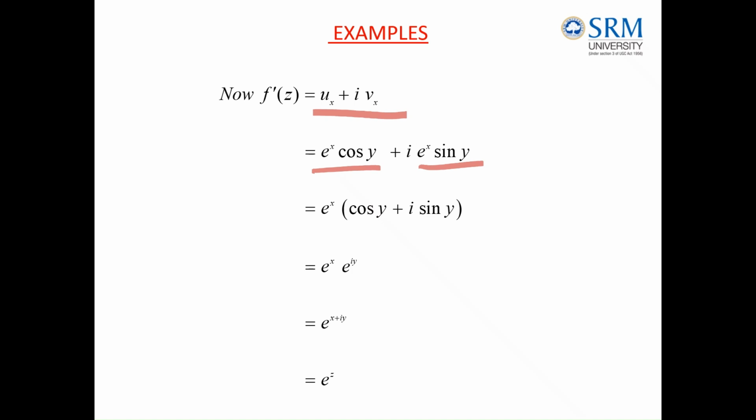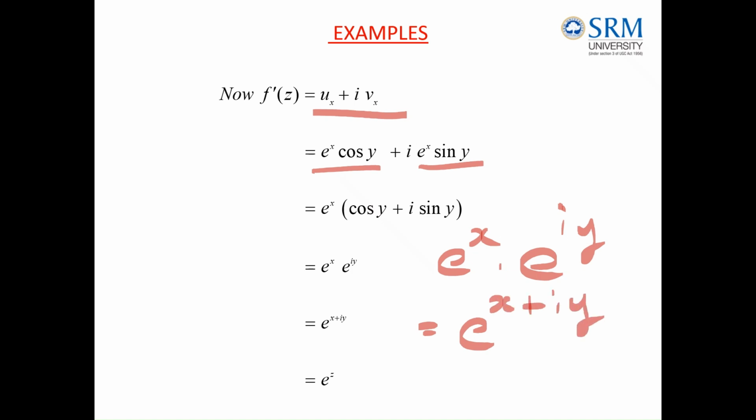Then this cos y plus i sin y I can rewrite as e power iy. So I'll get e power x into e power iy. Now I can combine these two exponential terms and rewrite it as e power x plus iy. So x plus iy I can rewrite as e power z. So the derivative of f of z equal to e power z is the same e power z. So like this we can find the derivative of the given function f of z.